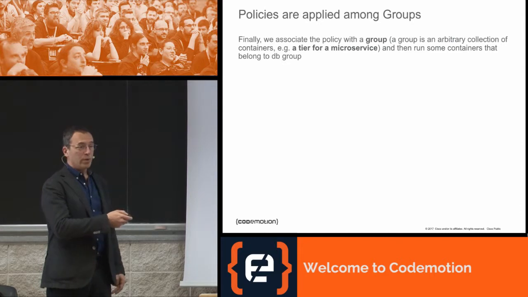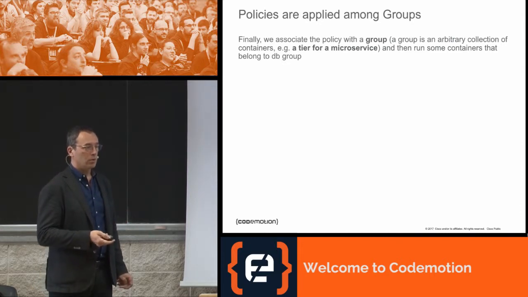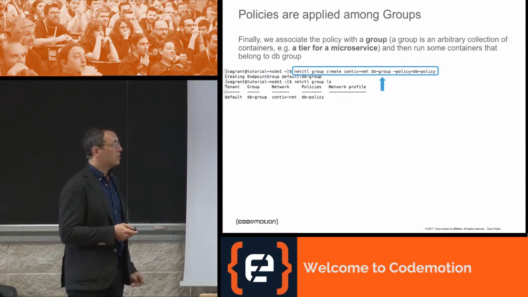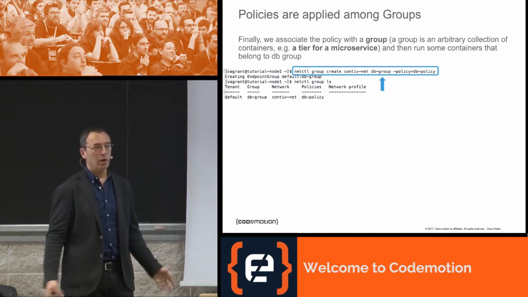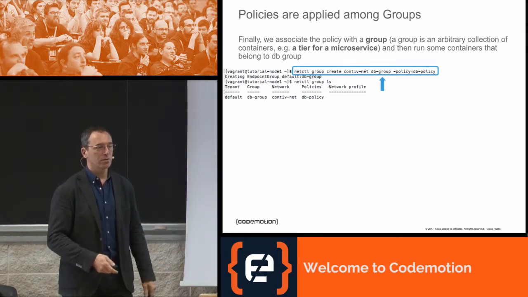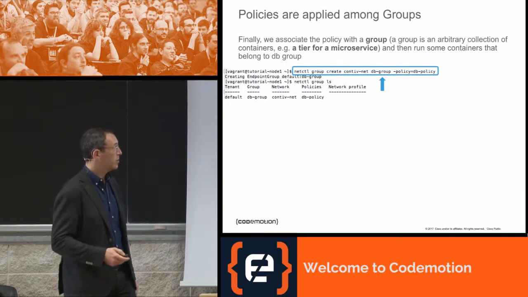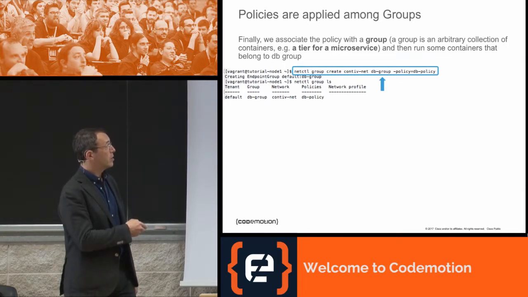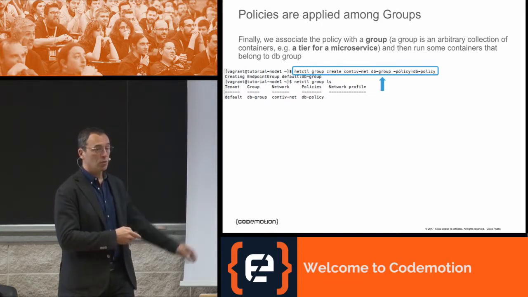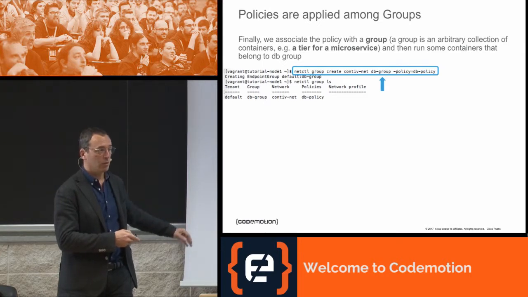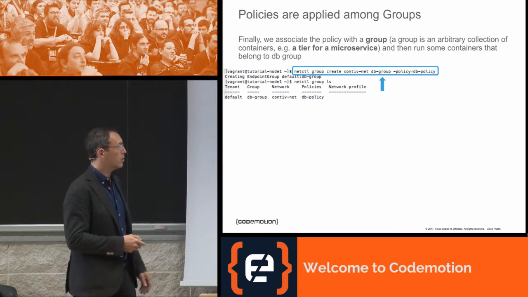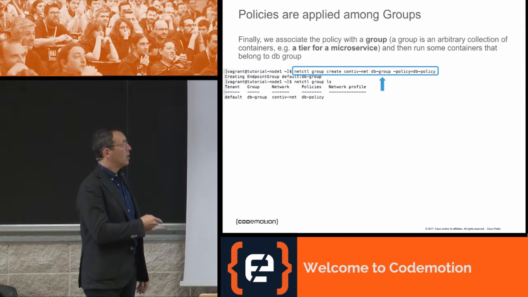So the group is the key concept here, because once I have created a group, I will bring all my containers to it and manage them consistently. So I create DB group as a group associated to this network and using this policy. So the ports that I have defined open or closed in the rules part of the policy. ls, and I see the group with the network and the policies associated.